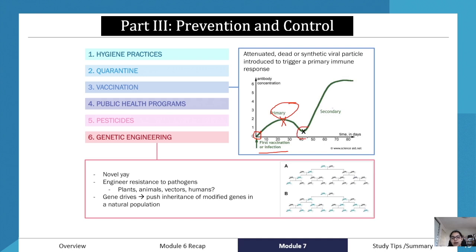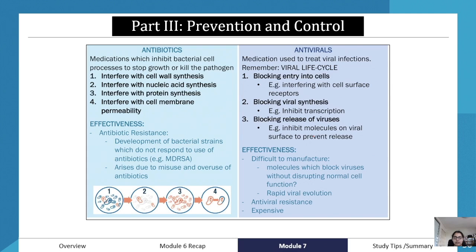The second time that you get it, you can see the slope here is so steep, the response is rapid, and the antibody concentration is so huge the next time. So vaccines play a huge role in that, and we've seen in the pandemic that again they've played a significant role in reducing the severity of the infections and also preventing infection.